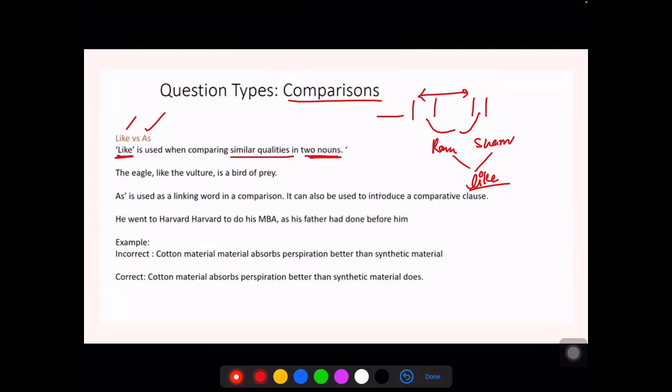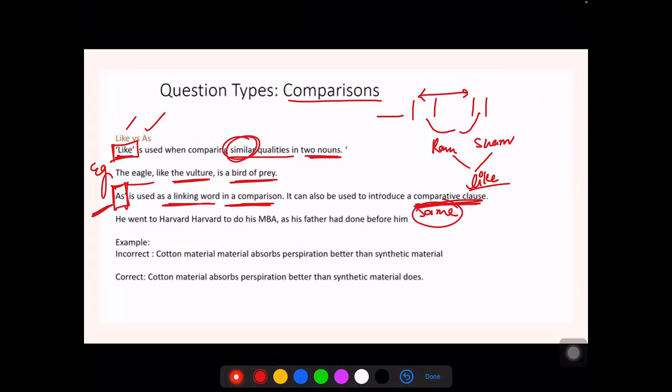But when we're talking about the word 'as', 'like' is talking about similar qualities, not exactly the same. Okay, similar qualities. 'As' is a linking word in a comparison; it can also introduce a comparative clause. I'll tell you with the help of an example. The eagle, like the vulture, is a bird of prey. They have the quality. Sorry, 'as' is used for the same qualities, and 'like' is used for similar qualities, right?